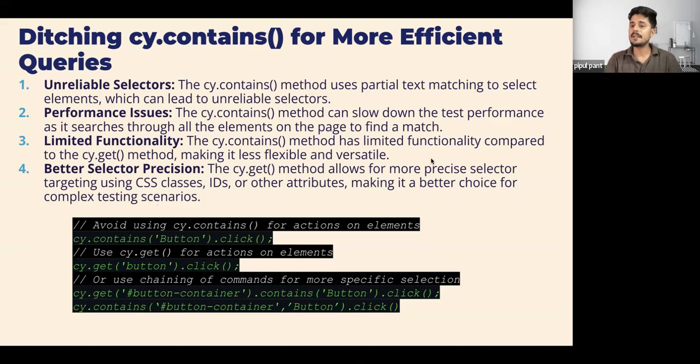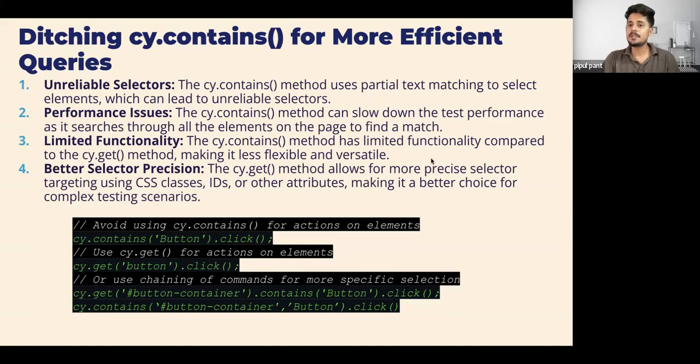cy.get, because it reduces flakiness to a great extent. And at the same time, instead of get alone, we can use some other chaining of commands to make sure efficient queries and efficient selectors are used, right? There is one example we can see: cy.get button container dot contains button dot click. So I'm getting that particular selector, and within that selector, I'm checking if it contains the text button or not. If it contains button, I'll click it. In this way, I'll have a more robust select and click action that will first get the selector, check for the value, and do the click action. That way it reduces flakiness rather than writing cy.contains button dot click.